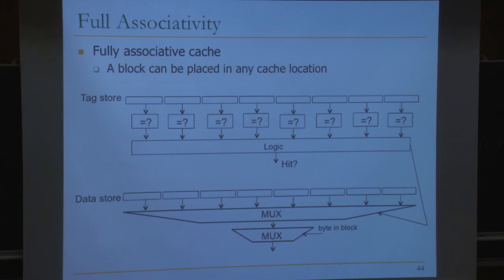That hit signal is a tree of comparators. You need to somehow order them, right? I guess you could do it with a wire door. But that's a long wire door, perhaps. If you have 16,000 locations in your cache, for example, then you get 16,000 of these hit signals, and you somehow need to figure out a hit signal. And the data store, this mux, is also huge, right? So that's the disadvantage of a fully associative cache.